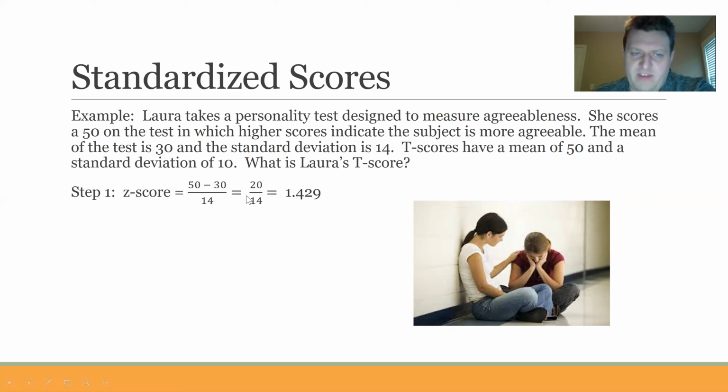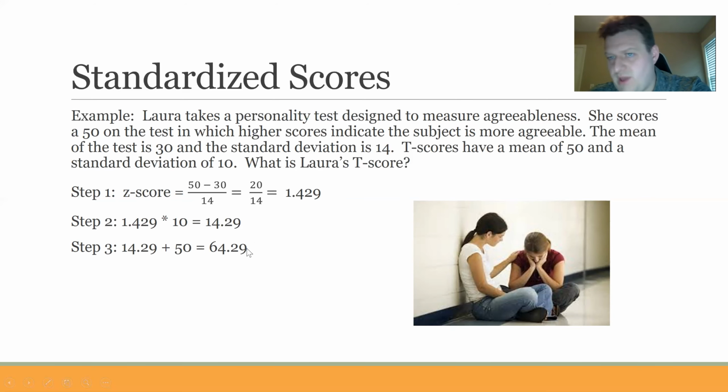We want to multiply this by the new standard deviation, the standard deviation of T-scores, which is 10. So we're going to multiply this number by 10, and we're going to get 14.29. And we're going to add this number to the new mean. All right, the mean for T-scores is 50, so we should get 64.29. So Laura has a T-score of 64.29.